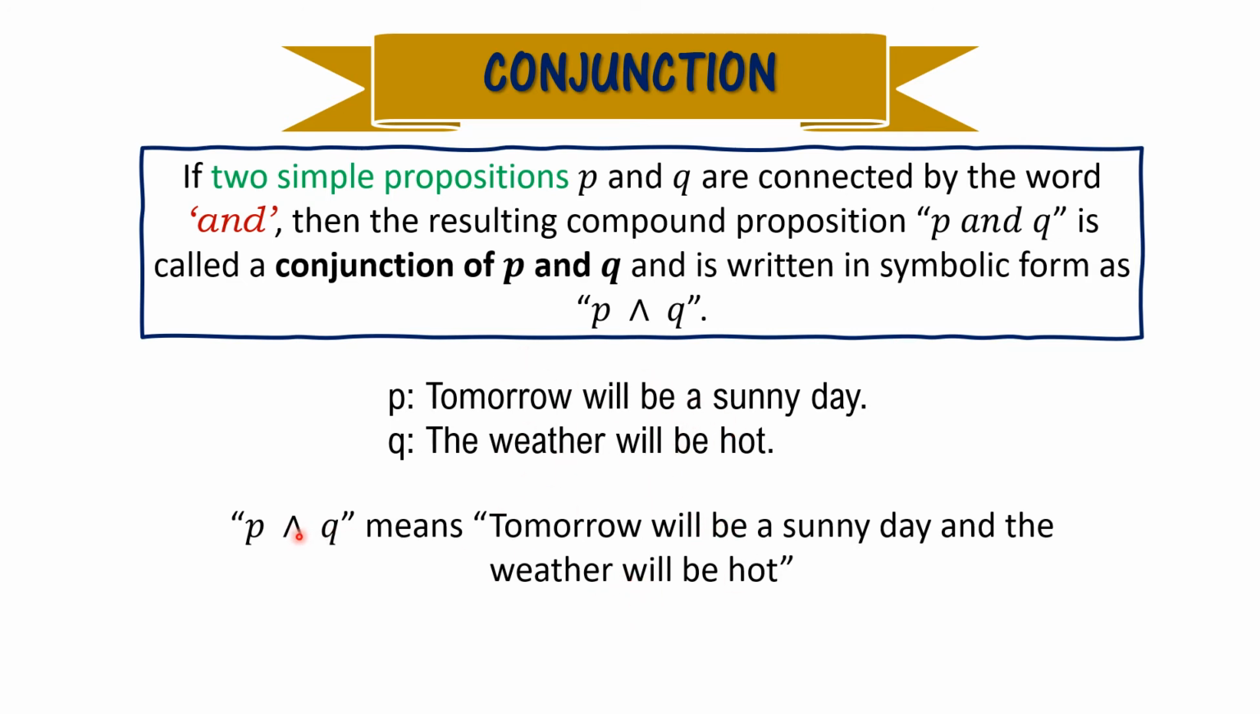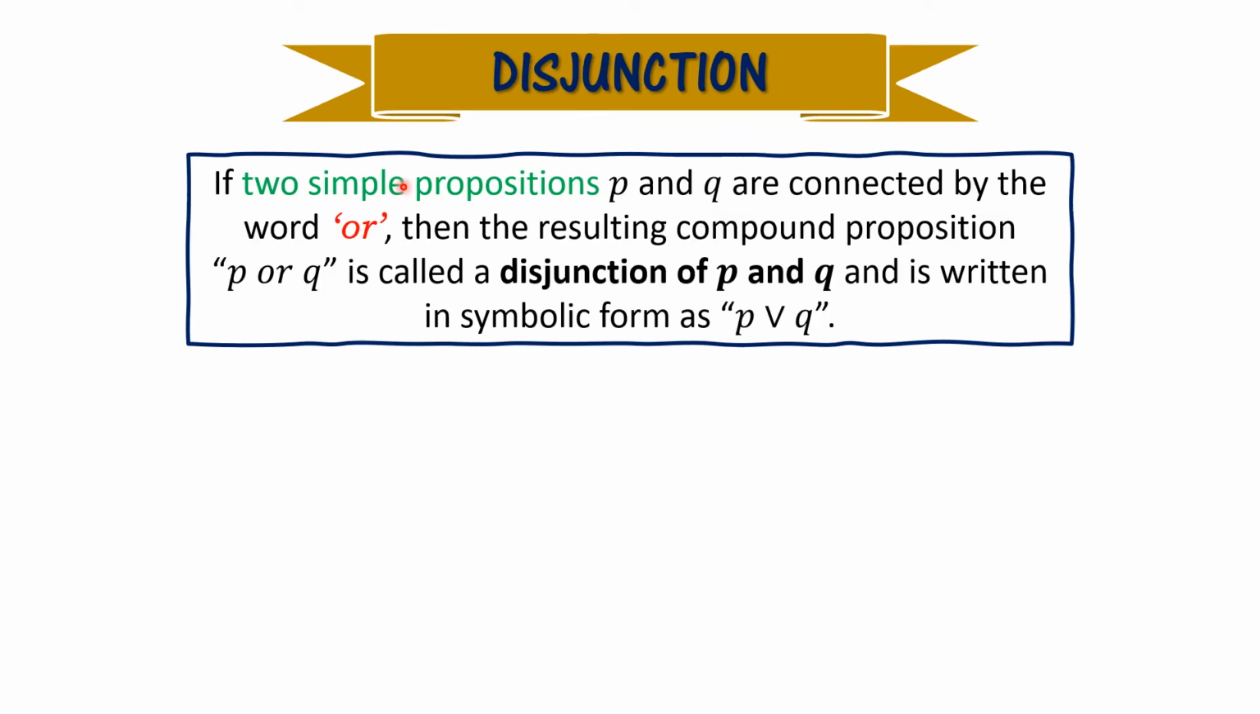So the symbol, this caret, is called the conjunction. Okay, next, disjunction. If two simple propositions P and Q are connected by the word or, take note, the word or, then the resulting compound proposition P or Q is called a disjunction of P and Q and is written in symbolic form as this one.